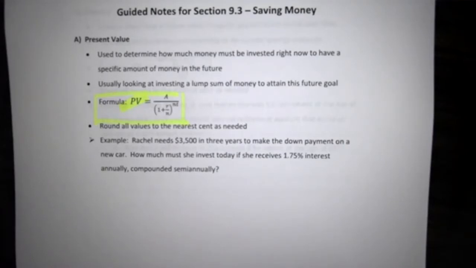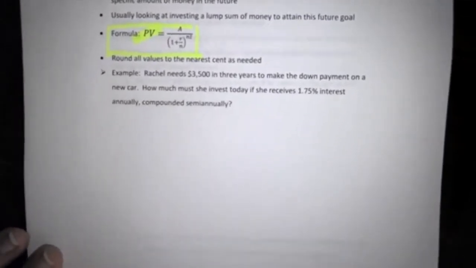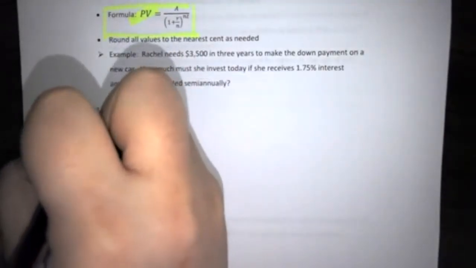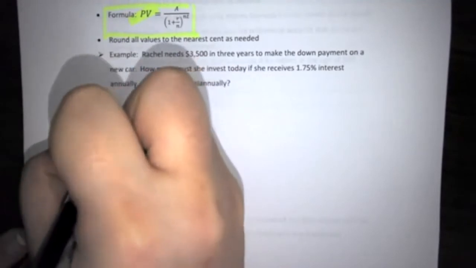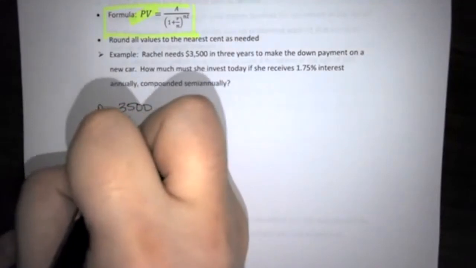So for example, if Rachel needs $3,500 in 3 years to make a down payment on a new car, how much should she invest today if she only receives 1.75% interest annually and it's being compounded semi-annually? So again, we need to look at the information that we've been given. First and foremost, we have been told that we need $3,500, and the time that we need it is 3 years from now.